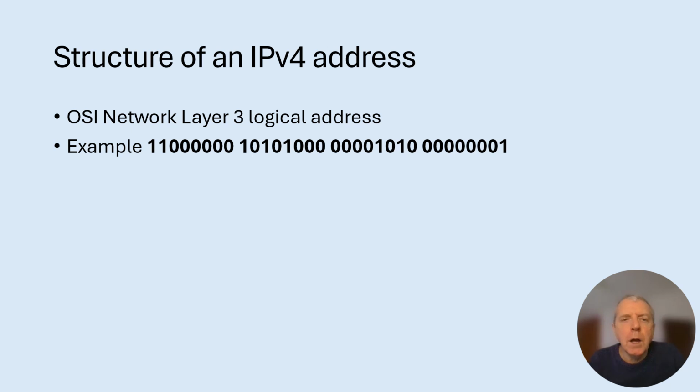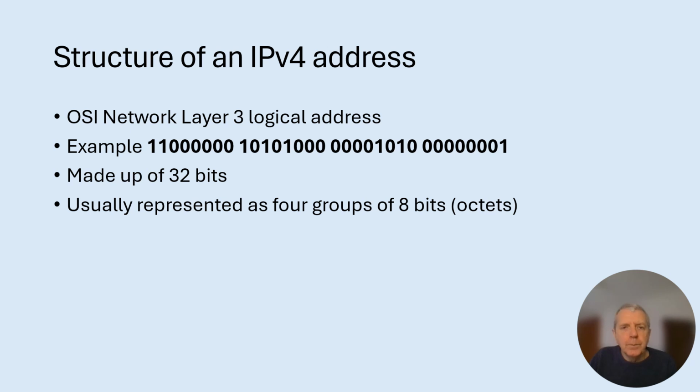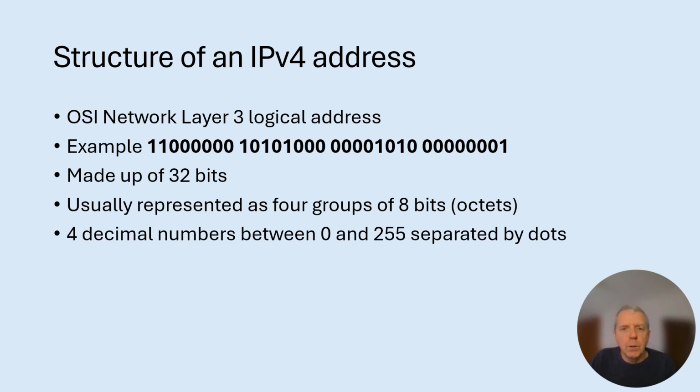An IPv4 address was designed with a 32-bit address. Each bit can be a 1 or a 0. These are easy for computers, but more difficult for humans to read. So what we do is we split the 32 bits into 4 groups of 8. And each of the octets, each group of 8, can be represented by a decimal number between 0 and 255.